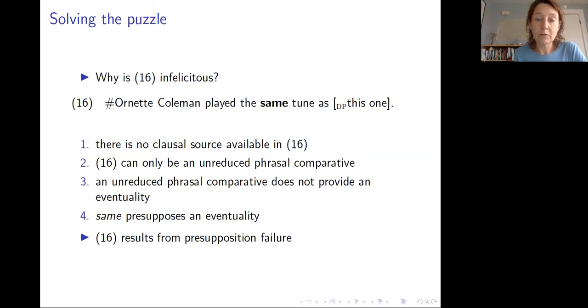Because there's no clausal source available, 16 can only be an unreduced phrasal comparative, and unreduced phrasal comparatives do not provide an eventuality. On the other hand, same presupposes an eventuality, here again that someone played a tune. There's no antecedent, nothing to bind that presupposition, which means that 16 results from presupposition failure of that eventuality presupposition. So that's our account of why 16 is infelicitous.